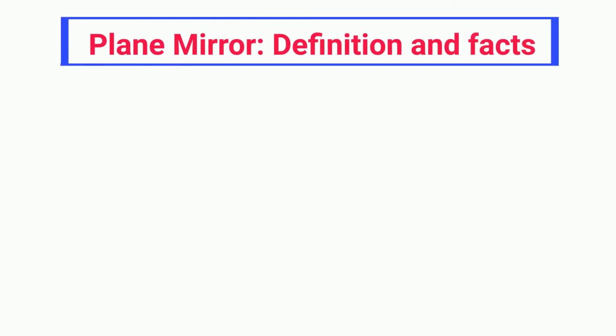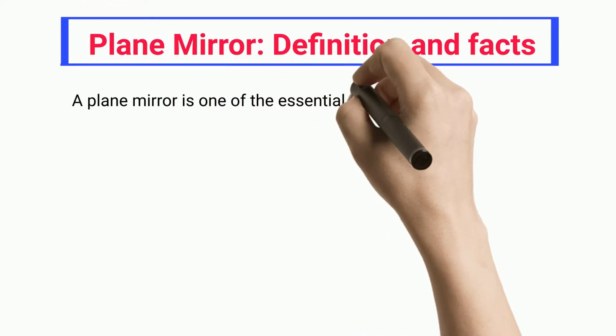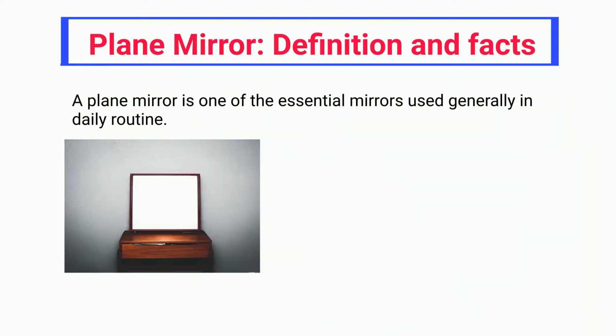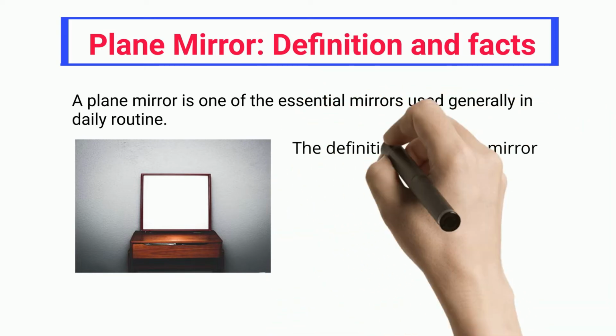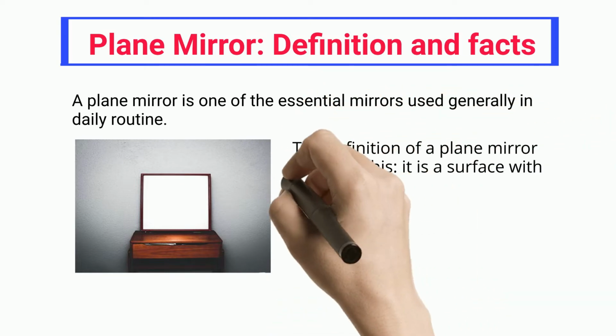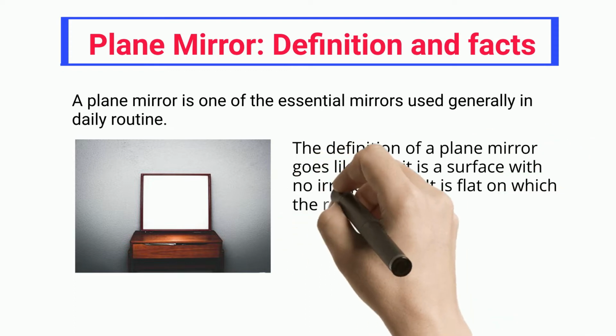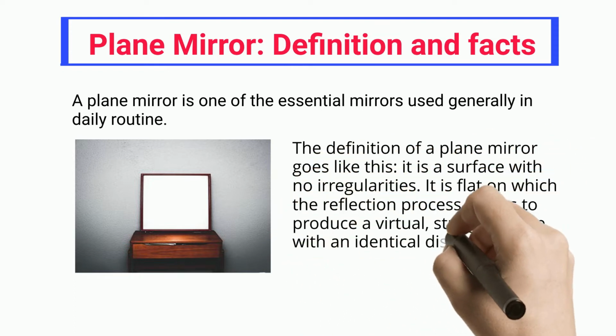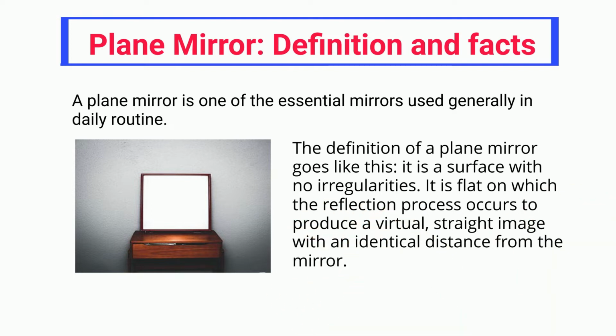Plane mirror, definition and facts. A plane mirror is one of the essential mirrors used generally in daily routine. The definition of a plane mirror goes like this: it is a surface with no irregularities. It is flat, and on it the reflection process occurs to produce a virtual, straight image at an identical distance from the mirror.